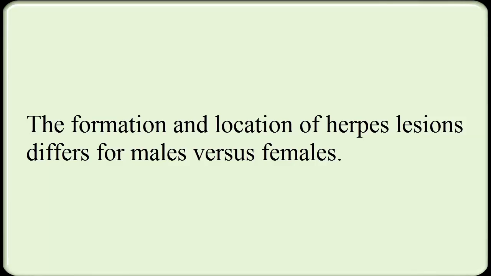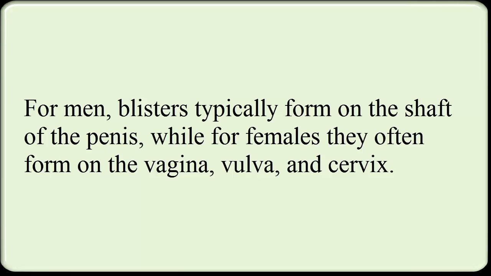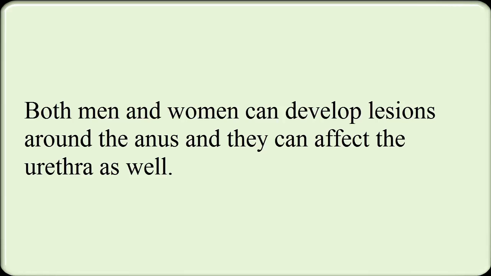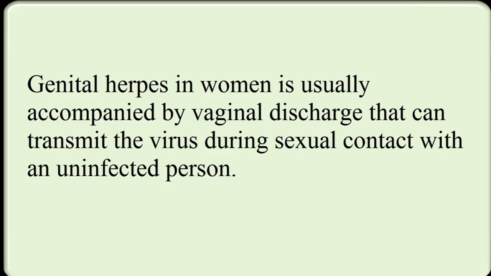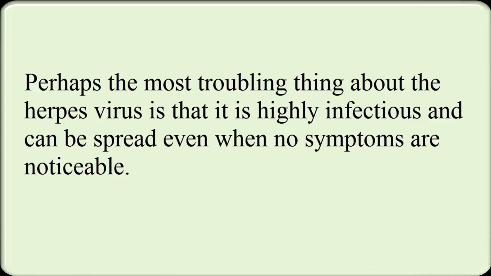The formation and location of herpes lesions differs for males versus females. For men, blisters typically form on the shaft of the penis, while for females they often form on the vagina, vulva, and cervix. Both men and women can develop lesions around the anus, and they can affect the urethra as well. Genital herpes in women is usually accompanied by vaginal discharge that can transmit the virus during sexual contact with an uninfected person. Perhaps the most troubling thing about the herpes virus is that it is highly infectious and can be spread even when no symptoms are noticeable.